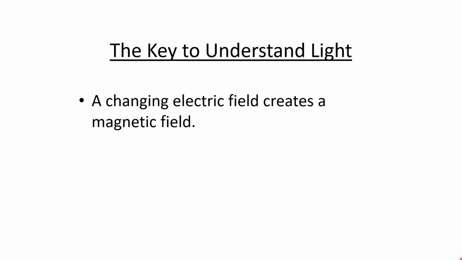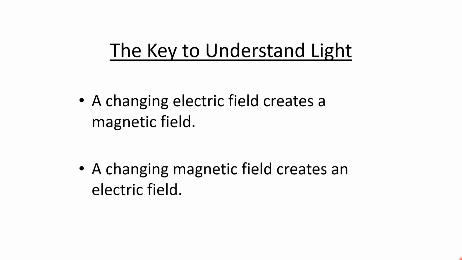A changing electric field creates a magnetic field. Turns out that this is also reversible. A changing magnetic field creates an electric field. These two observations are really the keys to understanding light.